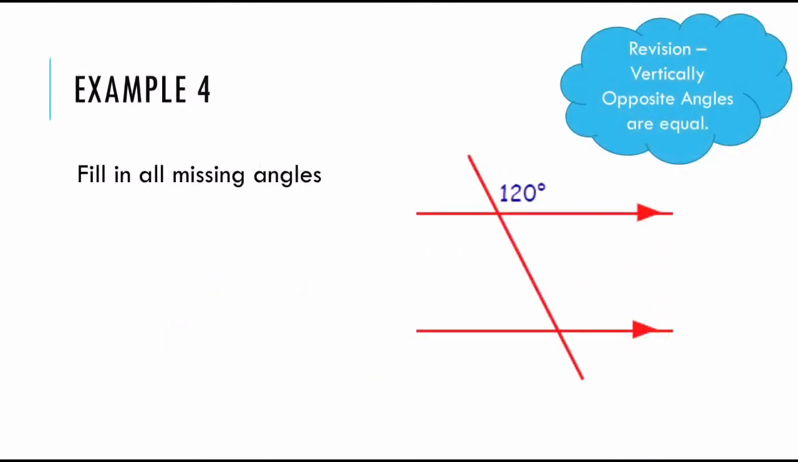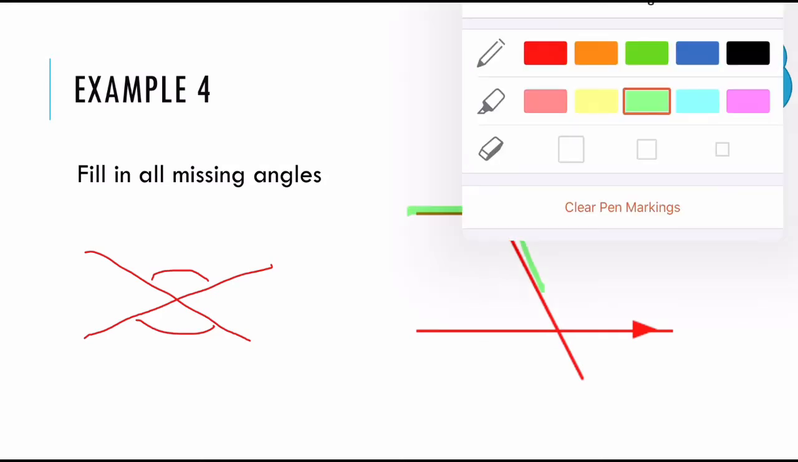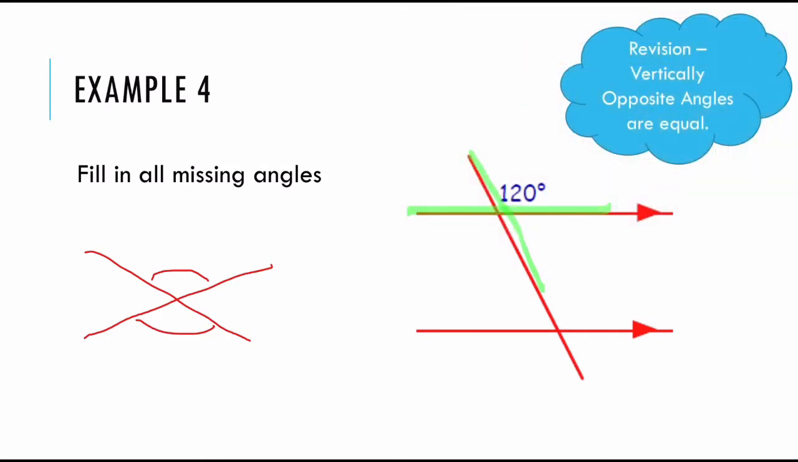Okay, so now we are going to look at filling in missing angles in a shape. What we need to remember here is that vertically opposite angles are always the same. So in an X shape, opposite angles are identical. So let me start by using this bit of knowledge. I can find an X shape here. Using this X shape, I can fill in that across from the 120 must also be 120.